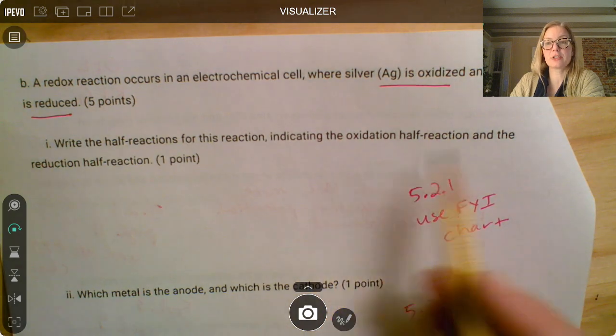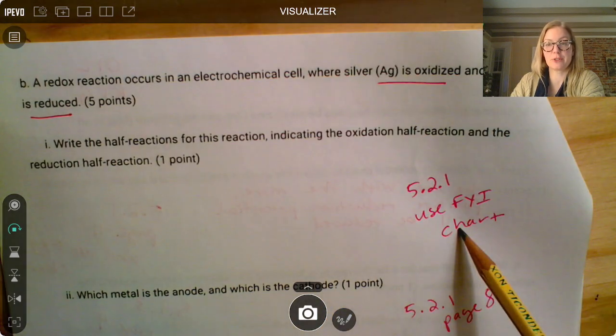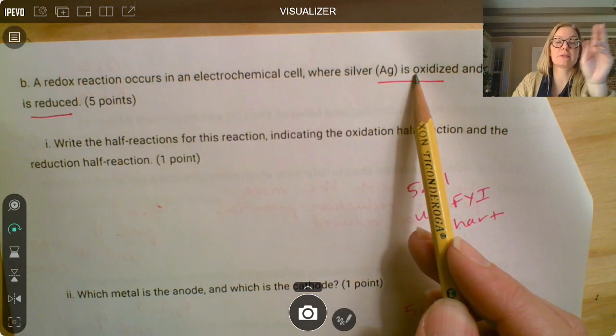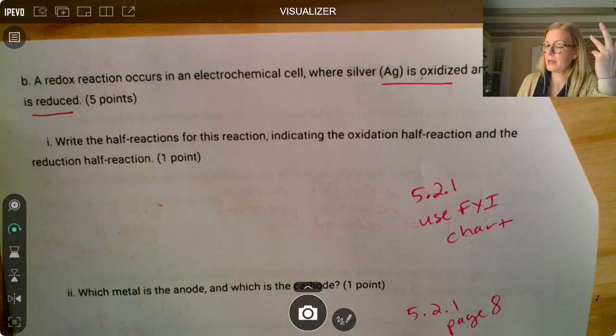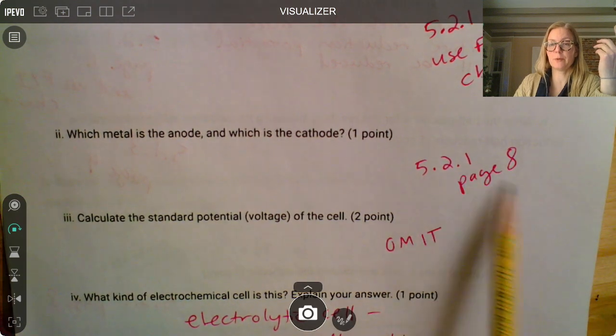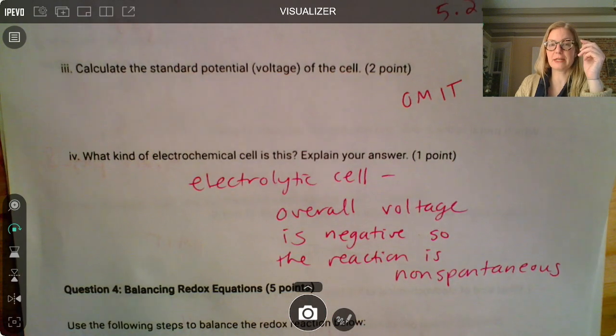So for the half reaction, just look at the chart and copy down what it says for nickel on the reduction chart. And then for silver, just reverse what it says, and that's silver being oxidized. To figure out which one's the anode and the cathode, once again, look at 5.2.1, page 8. For number 3, you can omit that. And number 4, I'm just telling you the answer.